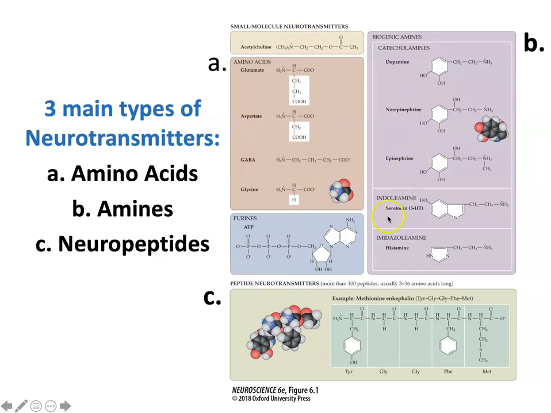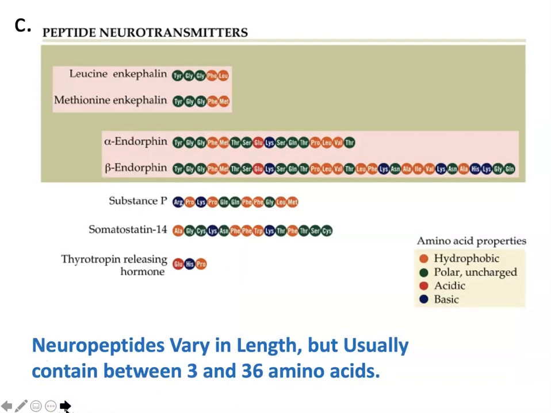So amino acids group, amine group, and then this last group, there's not very many of them, but there are small peptides that serve as neurotransmitters. Of course, they're small peptides, but they're larger than these amines and amino acids that are utilized. And so we'll talk a little bit about some of those. There's also a discussion of these types with the neuropeptides.